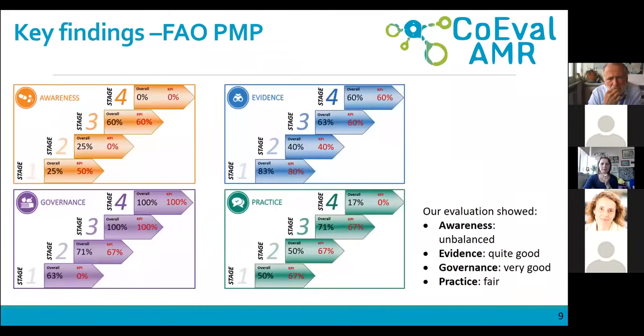And this is the dashboard that is the result of our evaluation with the FAO PMP tool. This dashboard represents the progress made by the National Action Plan in four focus areas: governance, practice, evidence, and awareness. In our case, governance and evidence were well developed compared to other aspects, but we have to point out that at the time we performed the evaluation, some actions of Classifarm had not been implemented yet. And hopefully we will integrate this evaluation during the second phase of the CoEvalAMR project.